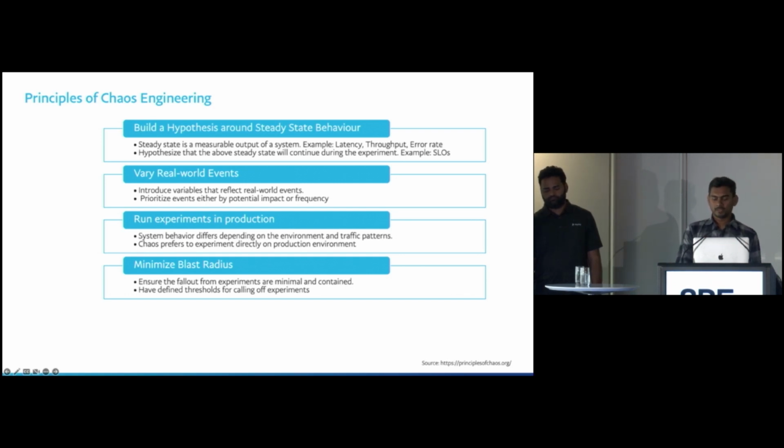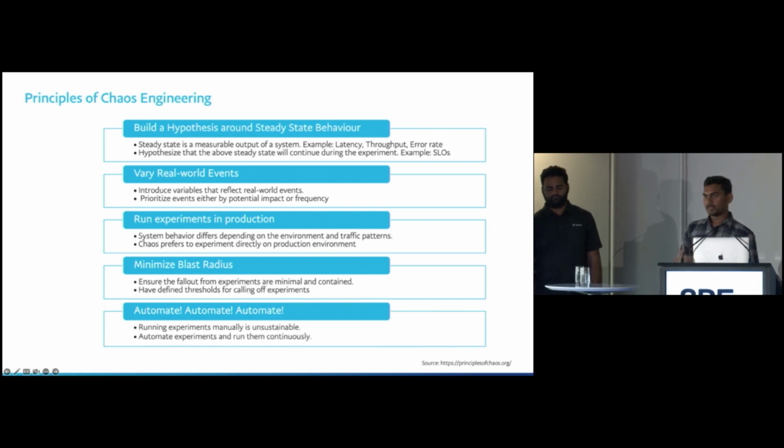Now, last but not the least, make sure you automate how you are doing this experiment. When you do this manually, it's not sustainable, right? So you should be able to automate this and run the experiments continuously in order to generate the maximum output out of your chaos program.